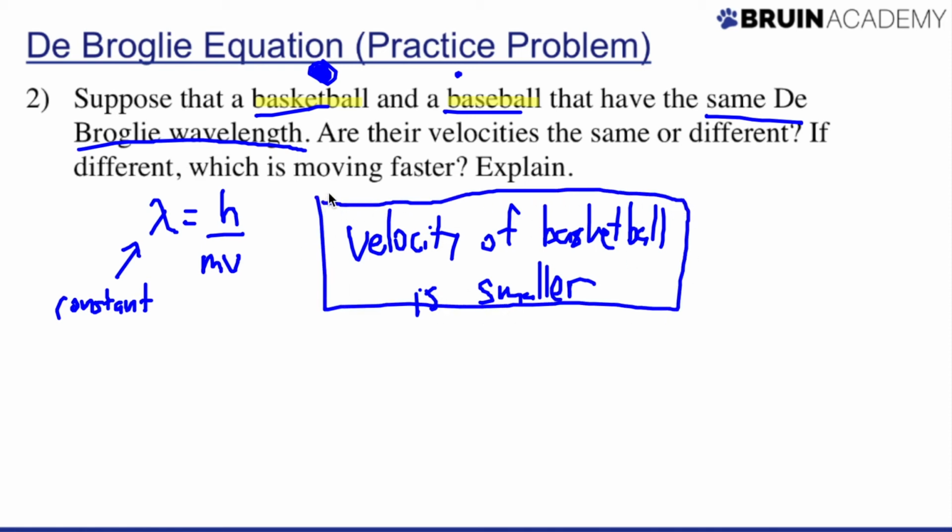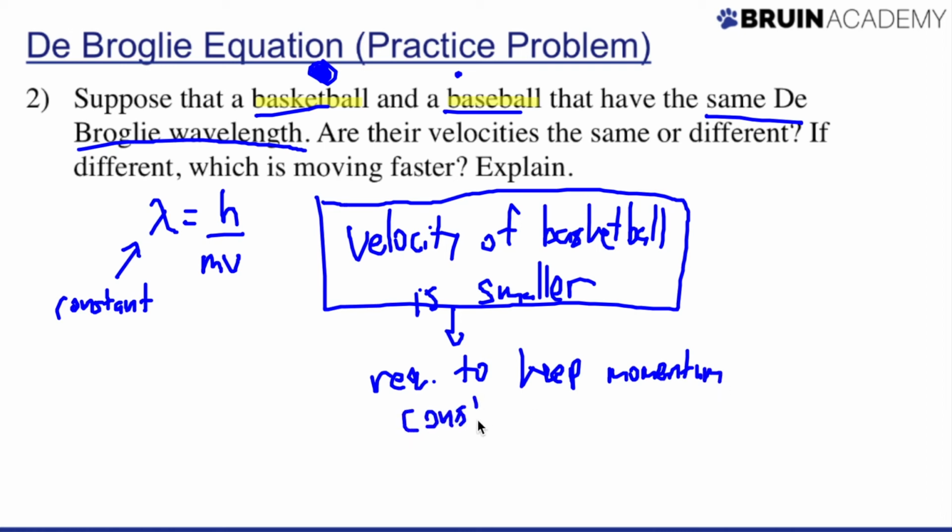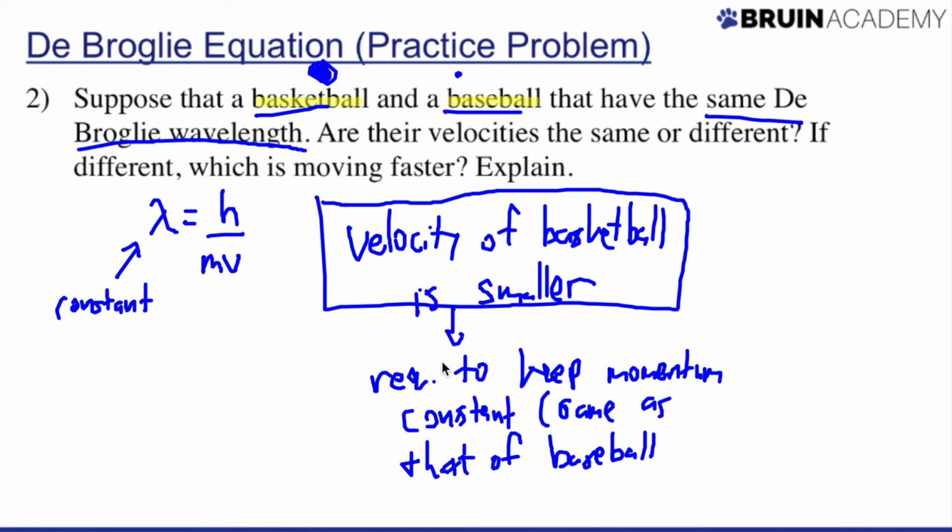And the reason for this is in order to make the momentum constant. So we could say required to keep momentum constant. In other words, same as that of the baseball. And remember again that momentum is the product of m and v. So here all they're asking for is qualitative. It's a qualitative question. You know, you're just as likely to see a question like this as you are a quantitative question that asks you to perform a calculation.